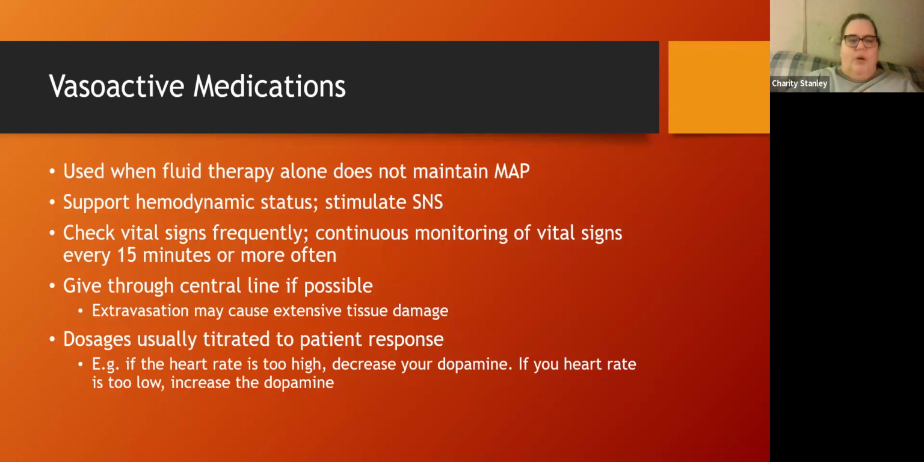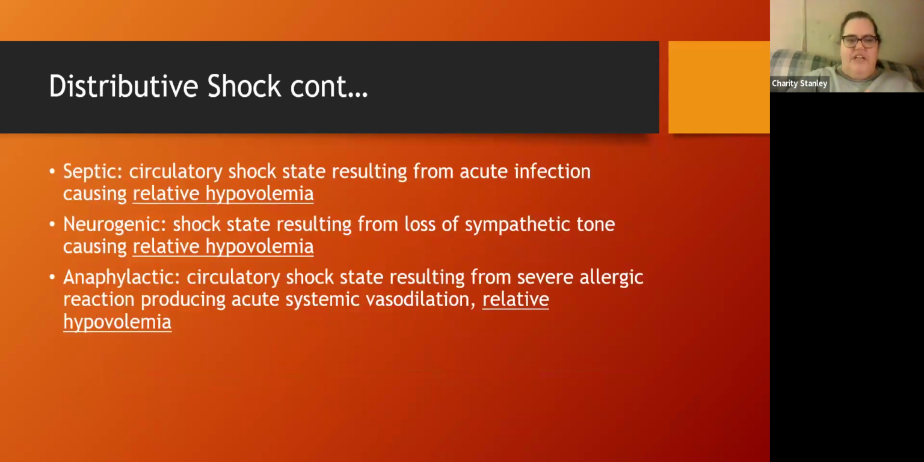So we have to monitor the vital signs frequently because I can push it too far the other direction, whether that be vasoconstricting, making my pipes smaller, or vasodilation, making my pipes bigger. So I want to move slowly on titrating the medicine, and this is often titrated to the patient's response. You want to give these through a central line, as we've talked about, because they're very, very dangerous once they touch the skin.